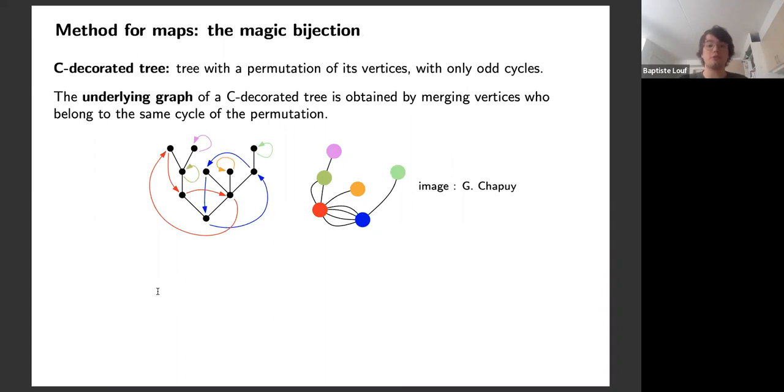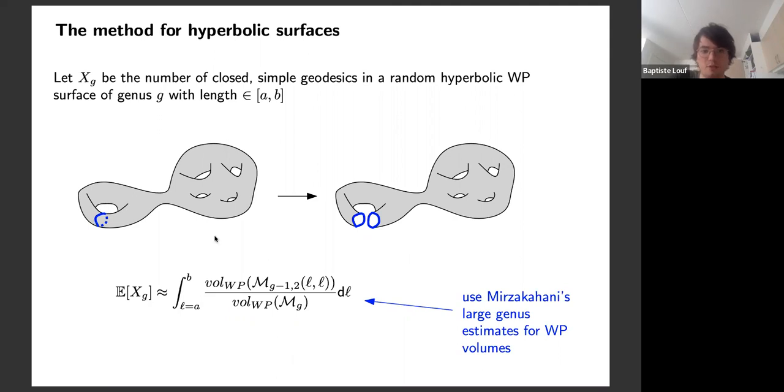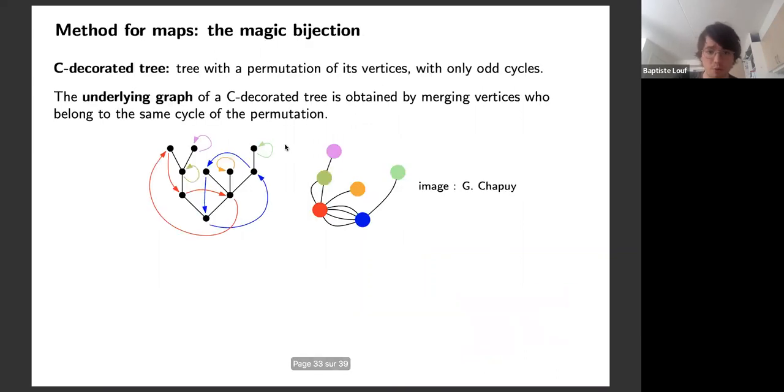it works quite differently, because we cannot use this method here: if we cut cycles, then we are going to go from maps with one face to maps with three faces, and then it becomes quite hard to handle. We'll use this magic bijection of Chapuy, Féray and Fusy, with so-called C-decorated trees. So a C-decorated tree is just a plane tree with a permutation of its vertices. So basically, as represented here, you have cycles on the vertices, little arrows. And the cycles have to only be of odd length.